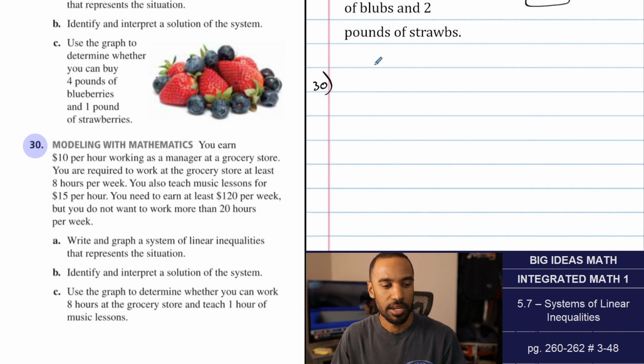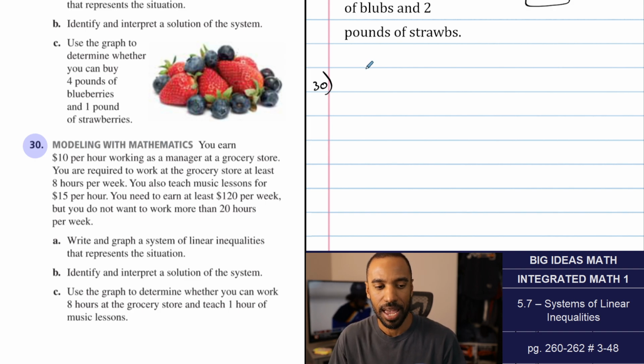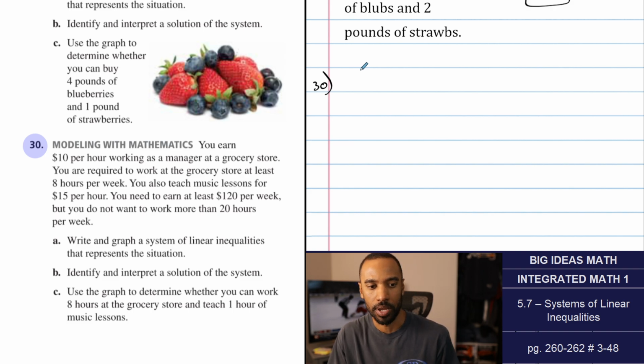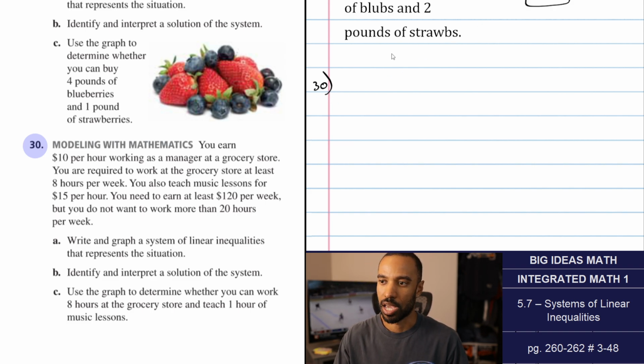You earn $10 per hour working as a manager at a grocery store. You are required to work at the grocery store at least 8 hours per week. You also teach music lessons for $15 per hour. You need to earn at least $120 per week, but you do not want to work more than 20 hours per week. Wow, okay, a lot of things. So I'm going to type this first one out here.